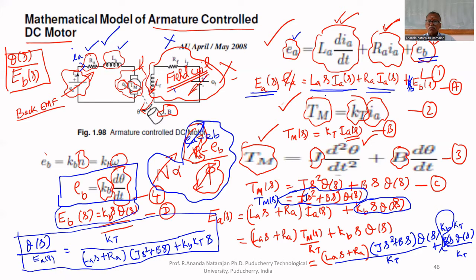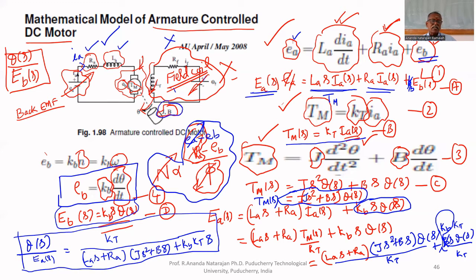We know that Tm equal to KT IA, because mechanical torque developed in the armature is proportional to armature current. Therefore, Tm equal to KT IA. If we take Laplace transform, Tm of S equal to KT IA of S. That is the second equation.